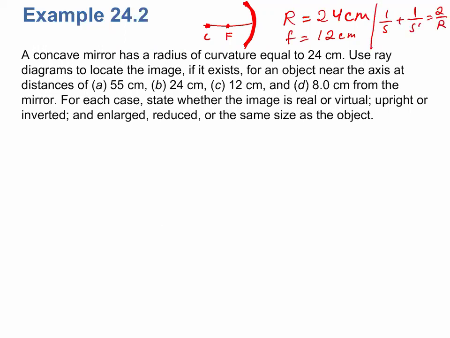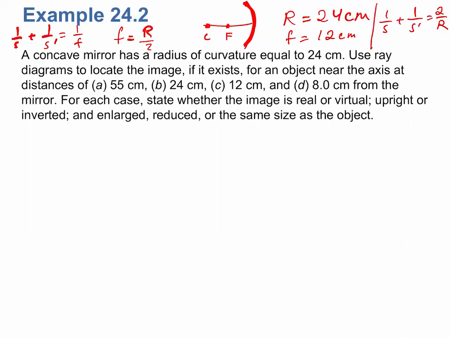But remember, focal length is half of the R. That means I can rearrange this equation and rewrite it as 1 over s plus 1 over s prime equals 1 over f. So this is a modified form of the mirror equation. Instead of the radius, you can use the focal length. Sometimes it's more useful to use this.